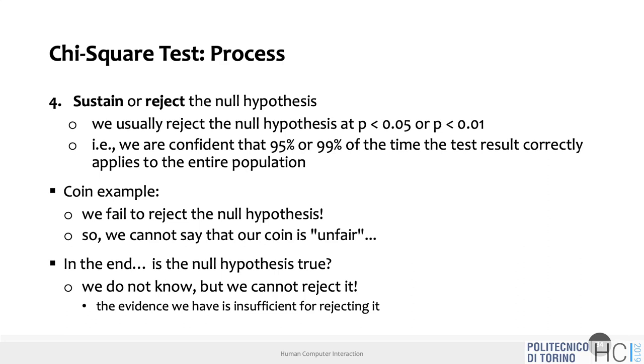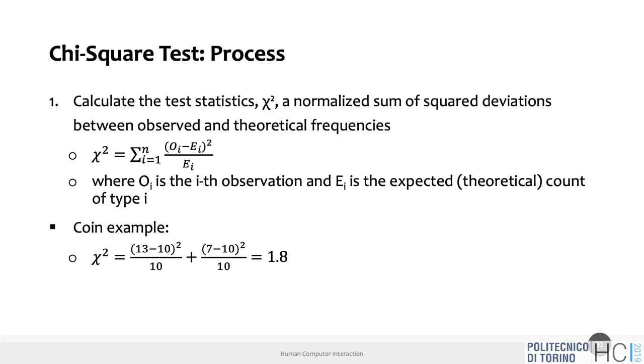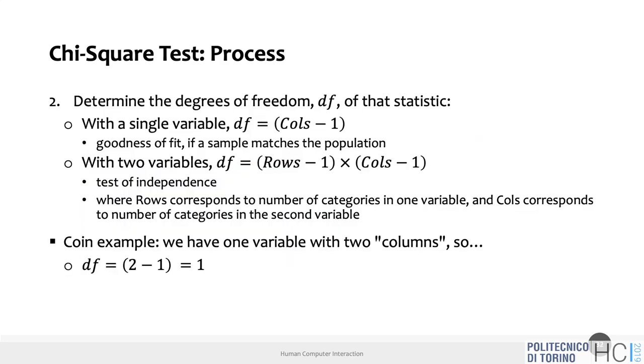Redoing the experiment, increasing the number of tosses. So if instead of, let's say, 20 times, we toss the coin 200 times, 2,000 times, and so we have maybe 130 times head and 170 times tail. We can compute all of this. If we increase the number of tosses and redo all the computation, we will probably have a different result.